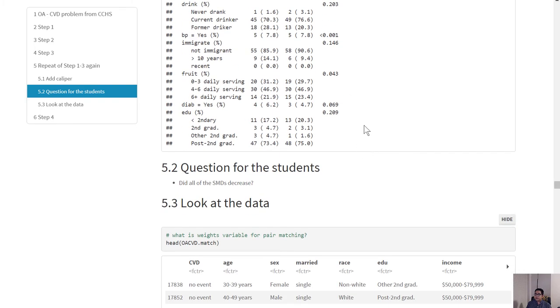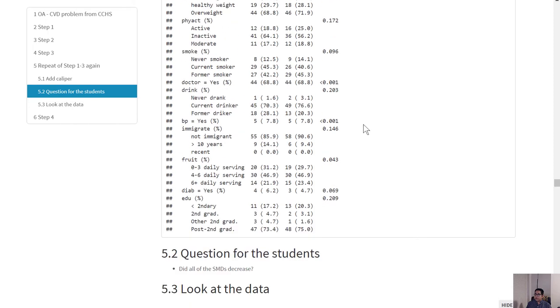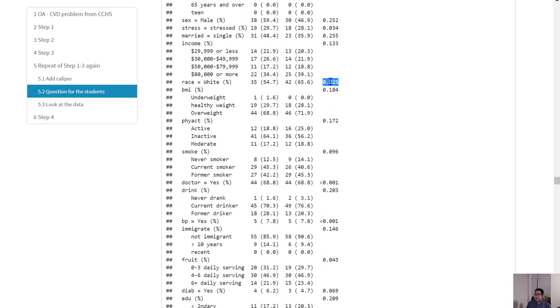So what do you do in that scenario when this SMD is not satisfactory, in the sense that it is not less than 0.2? The general strategy is to go back to step 1 and try to figure out whether any interaction is necessary, whether any polynomial is necessary.